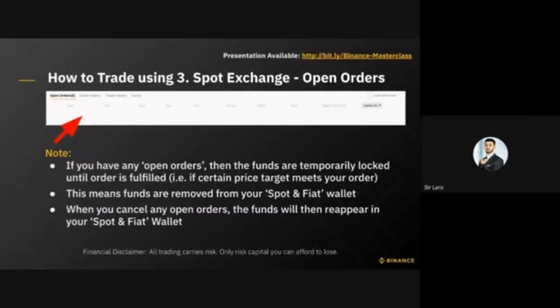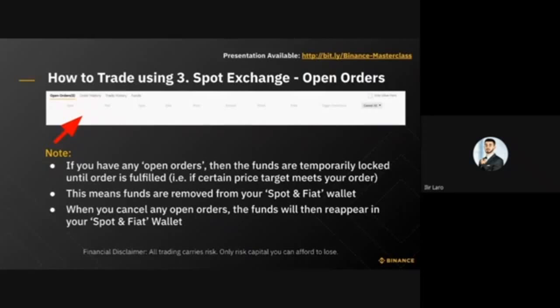In the first tab, we have the open orders. Something to note here: if you place a trade using stop limit, limit, or OCO, what you're effectively doing is putting these funds into the order book, which I mentioned earlier. And that order will only be met when the price meets your target. So effectively, these funds or open orders are temporarily locked until the order is fulfilled.